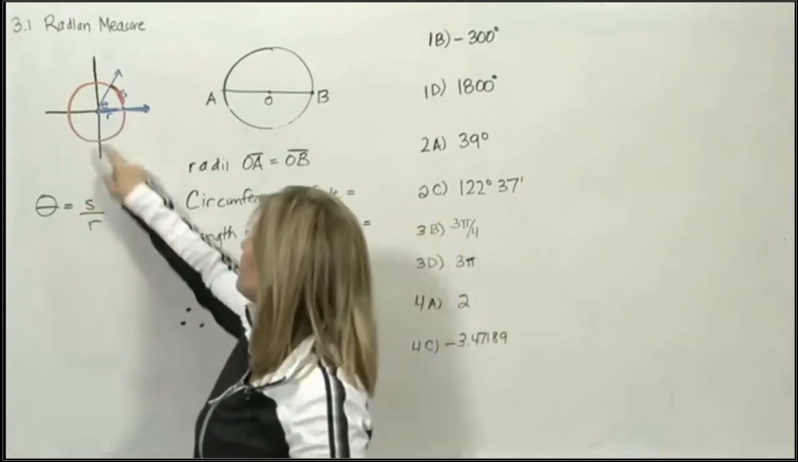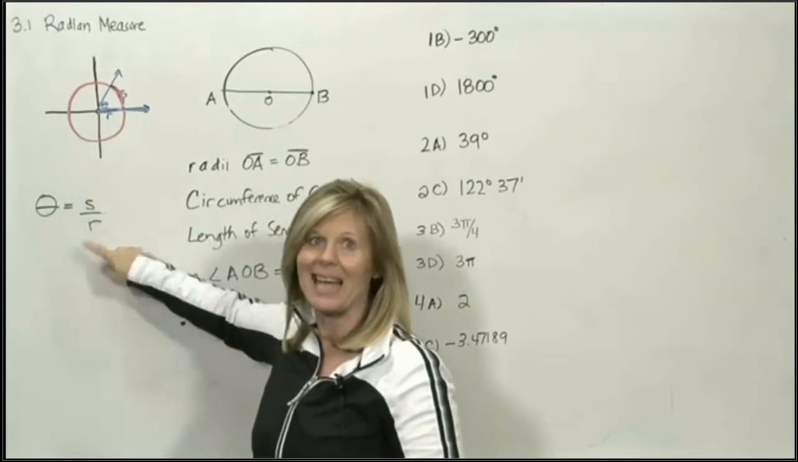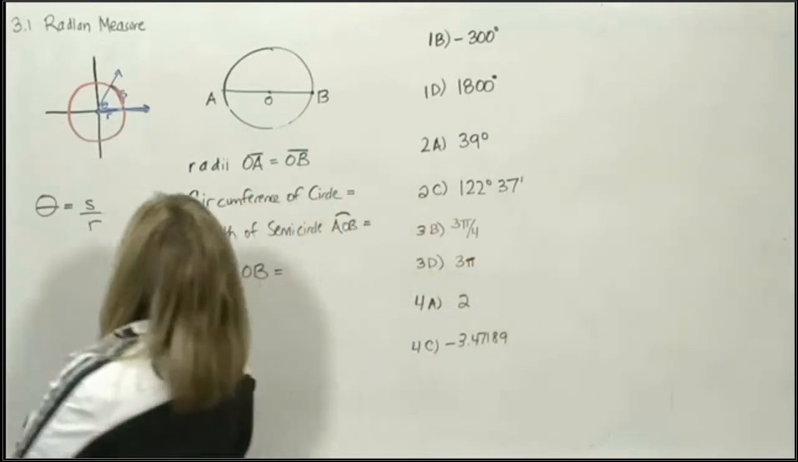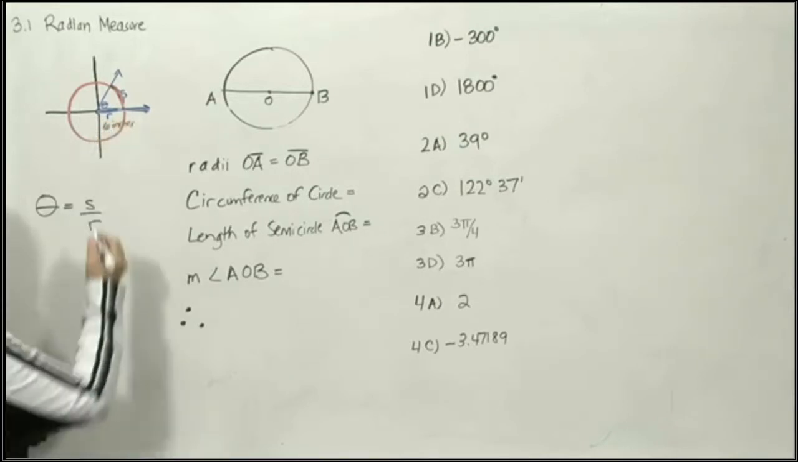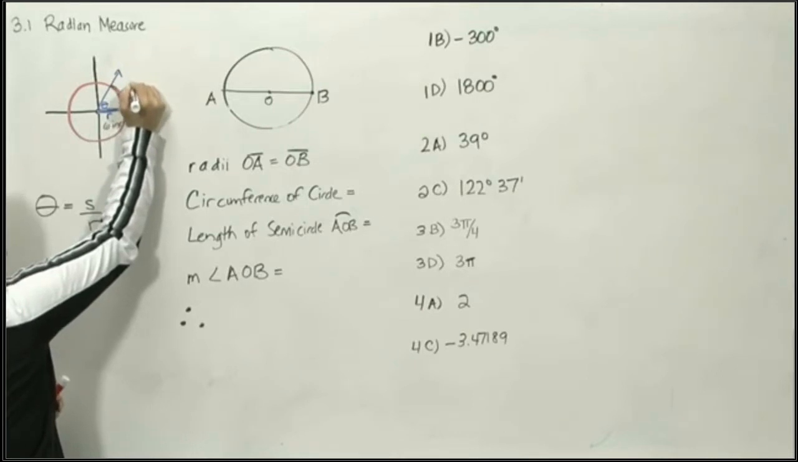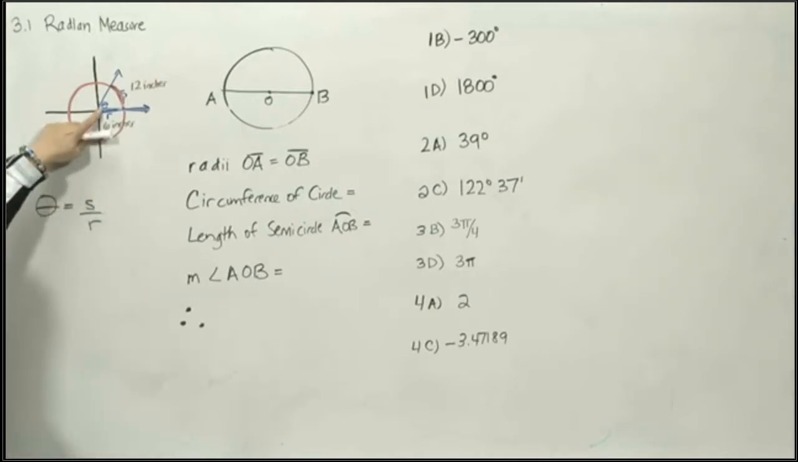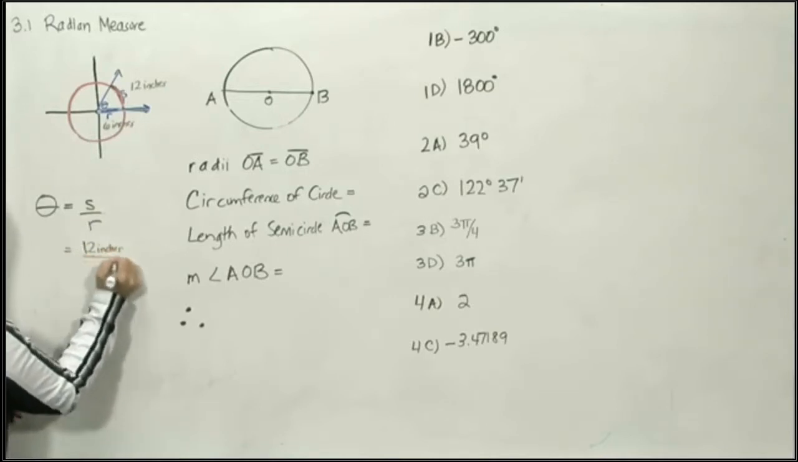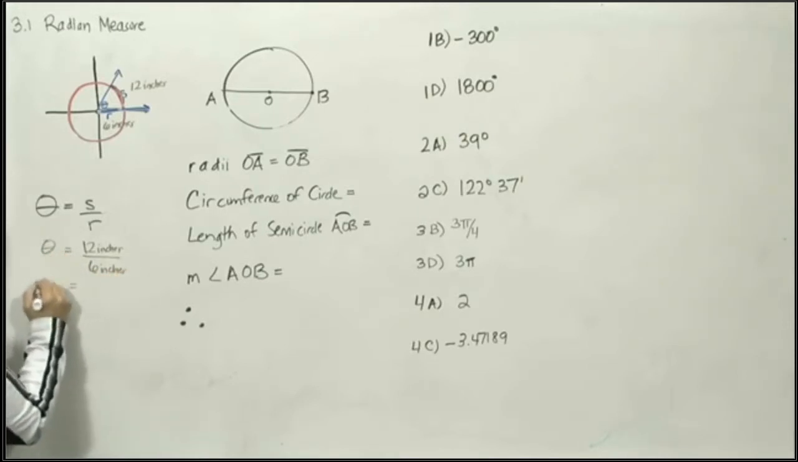The rule is the measure of this angle is the length of the arc divided by the length of the radius. So suppose you had a ruler and you measured this radius to be, say, 6 inches. And then you measured the length of this arc, say, to be 12 inches. The measure of this angle theta would be the length of the arc, 12 inches, divided by the length of the radius, 6 inches.